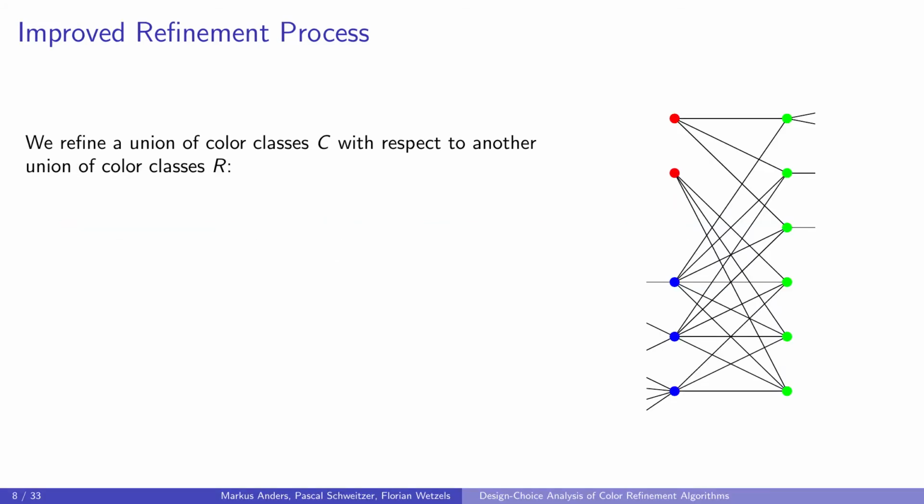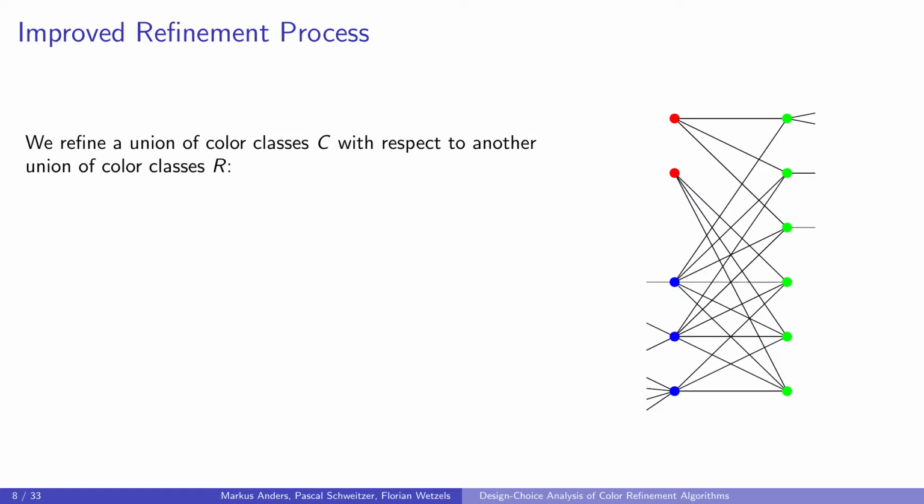The first thing to look at is an improved refinement process. In the example at the beginning, we computed the degree per color for each vertex in every iteration. As there can be a linear amount of refinement steps, this can result in a quadratic or even worse running time. Therefore, we have to use a different algorithm.